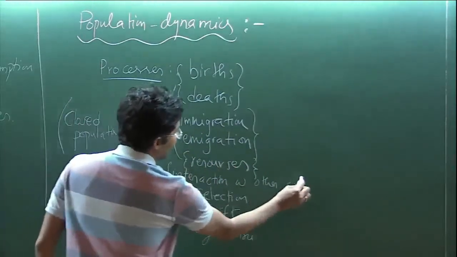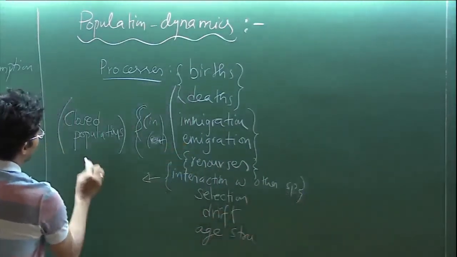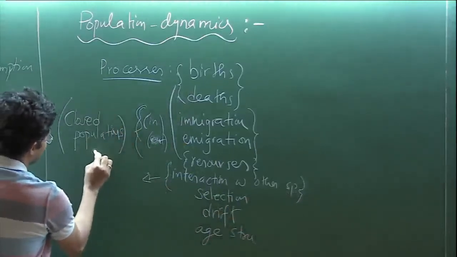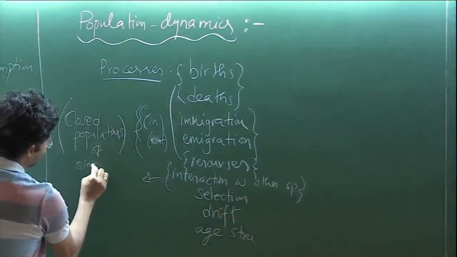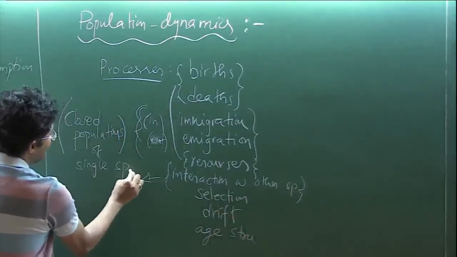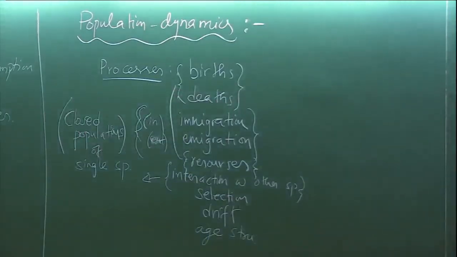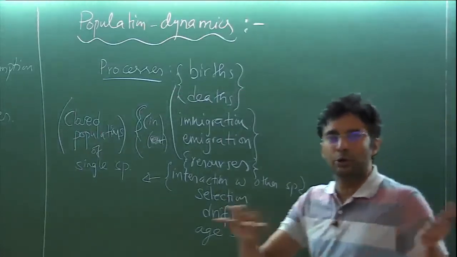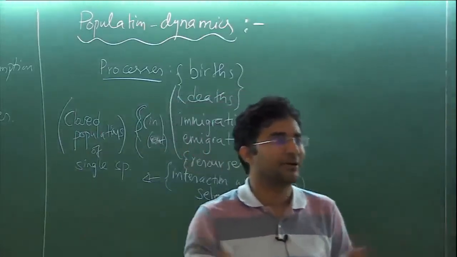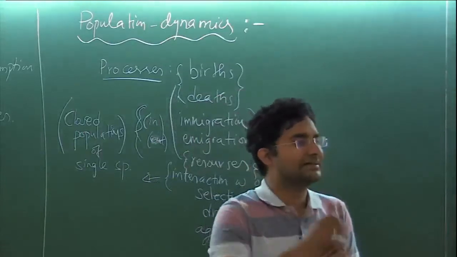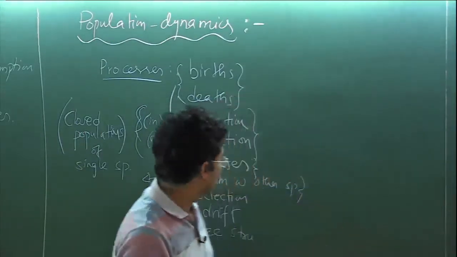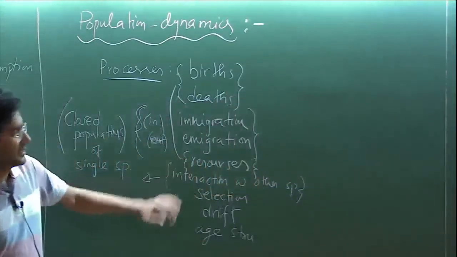Let's make an assumption that we are going to study only a closed population of a single species, which is not necessarily the same as saying there are no other species. It's probably the same as saying that in the trophic level there is only one species. So I don't have to worry about interaction with other species to account for competition. I do it only via resources.